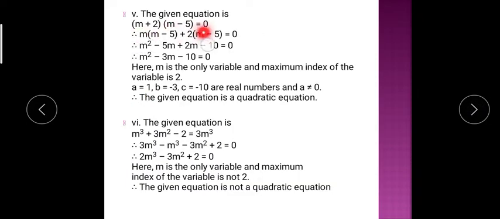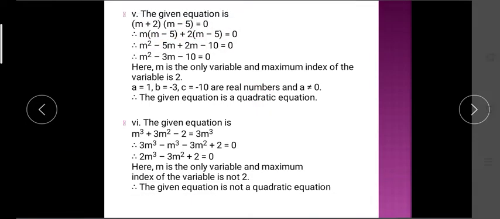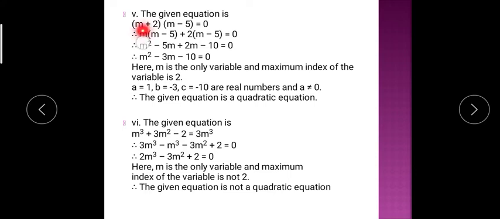Same, if an equation like this comes, firstly simplify it. (m plus 2) in the first bracket, in the other bracket (m minus 5) is equal to 0. Simply multiply this m by the second bracket. So m into m is m square, and m into minus 5 is minus 5m. Plus again you have to multiply 2 by the second bracket, plus 2m minus 10 is equal to 0. So what is the equation that comes?